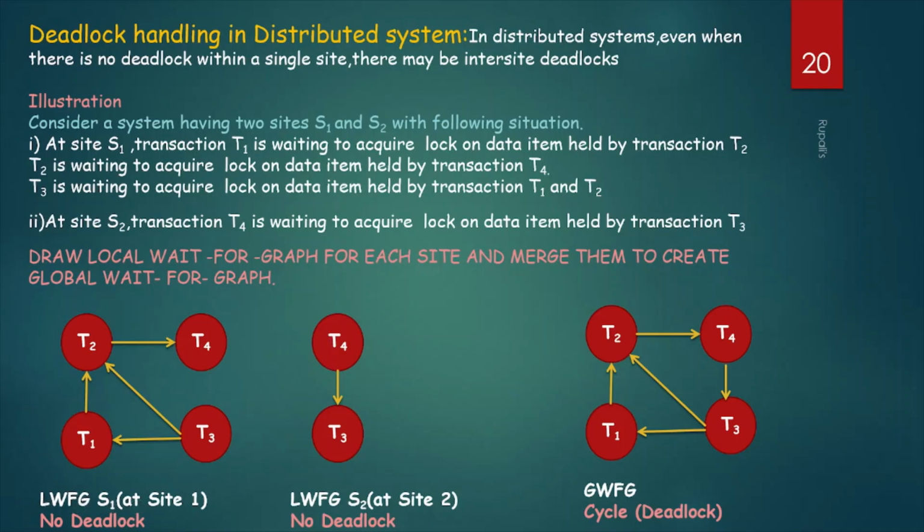Now, if we merge the two local wait-for graphs and make one global wait-for graph, then see there is one cycle, that is, deadlock occurs. So in case of a distributed system, even if there is no deadlock within a single site, there may be inter-site deadlock. When we merge all local wait-for graphs and create one global wait-for graph, deadlock may occur.